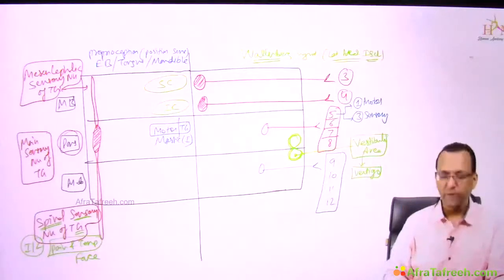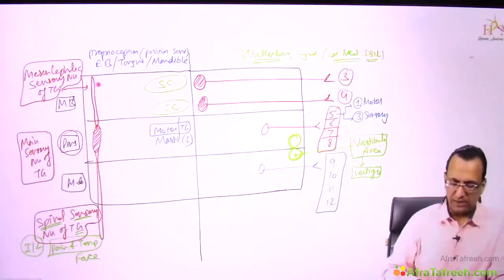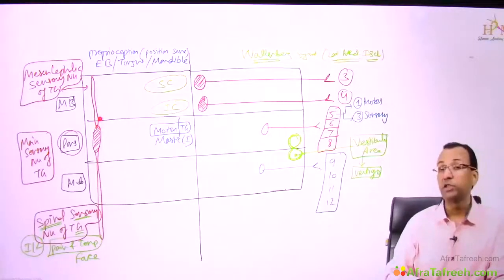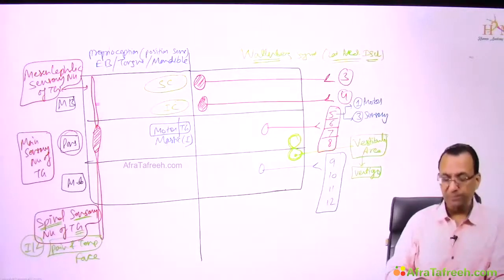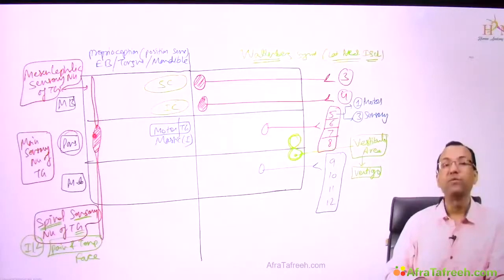How do you know? Because the position sense is received by this nucleus. The mesencephalic sensory nucleus of trigeminal will tell you the position of the eyeball going up, down, the mandible opening, closing the mouth, or the tongue going right and left. This nucleus will tell you the position sense. Then what is the main sensory nucleus for? Whatever is left on the face.